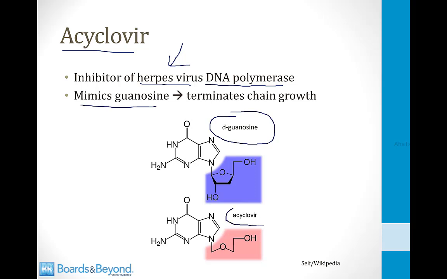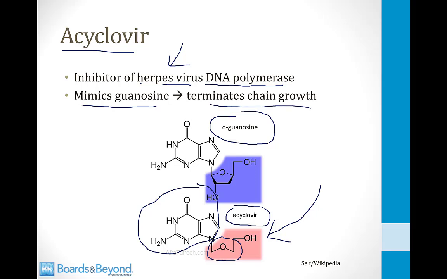And at the bottom is the chemical structure of acyclovir, and you can see that they're very similar. They both have a similar base here, but what's missing from acyclovir is the ribose sugar. It just has an oxygen here. So once the viral DNA polymerase binds this acyclovir molecule, it's not going to be able to add any additional nucleotides to make DNA polymers, and therefore it's going to terminate the chain growth.